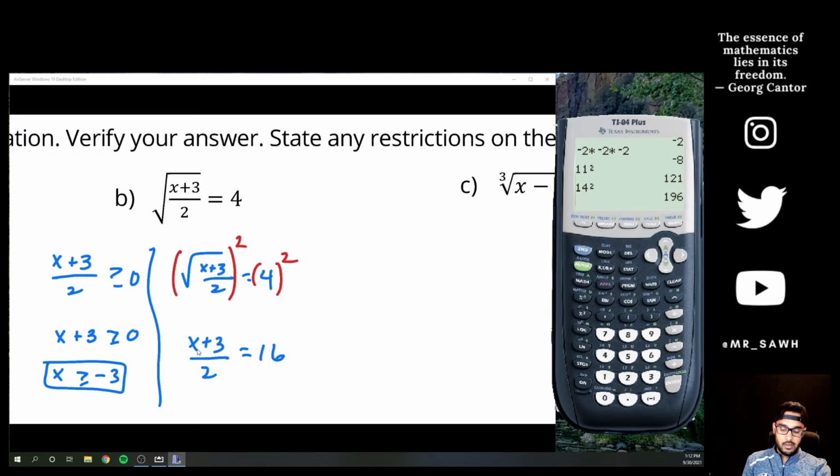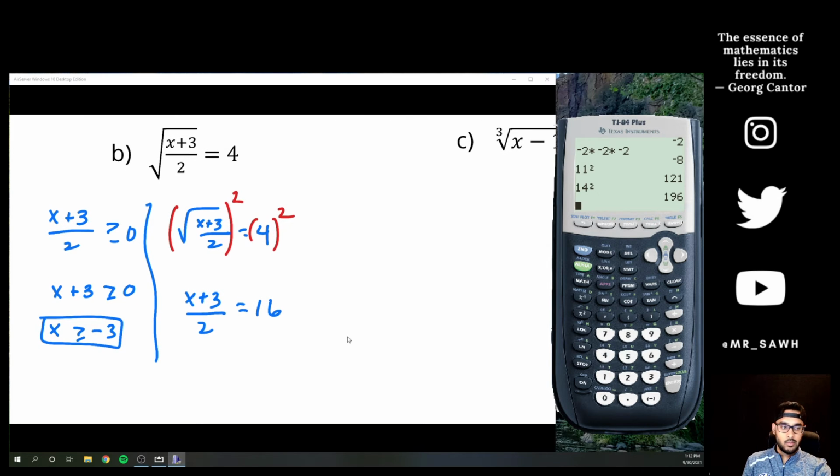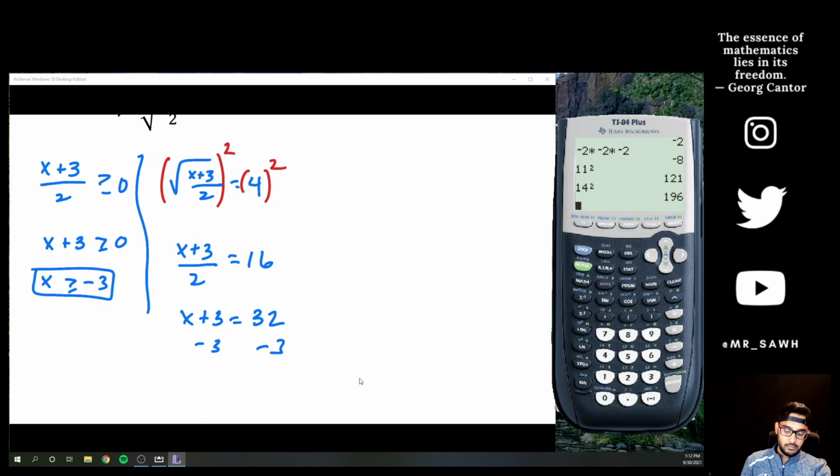And now I'm left with a couple things to do to solve for x. So multiply both sides by 2. So x plus 3 is going to be 32. Subtract a 3 on both sides. So x is equal to 29. And again, 29 fits with that restriction. It is a number that is larger than negative 3. So we're good.